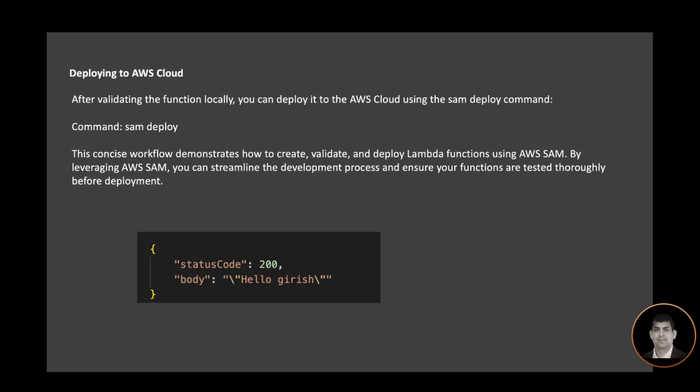And now since I have validated, the next logical step for me is that I can deploy this function to the AWS Cloud, and the command is SAM deploy, and this is really the workflow. This is a very concise workflow demonstrating how to create, validate, and deploy the Lambda function using AWS SAM. And as you can see, by leveraging AWS SAM, you can streamline the development process and ensure your functions are tested before deployment.